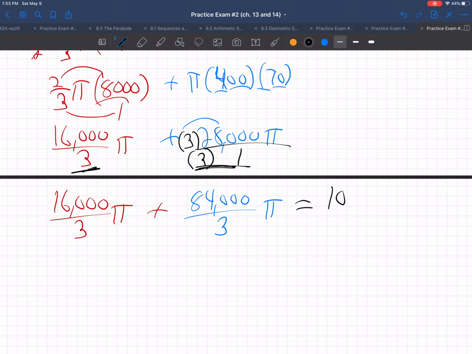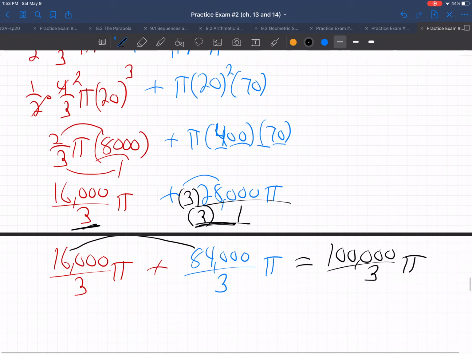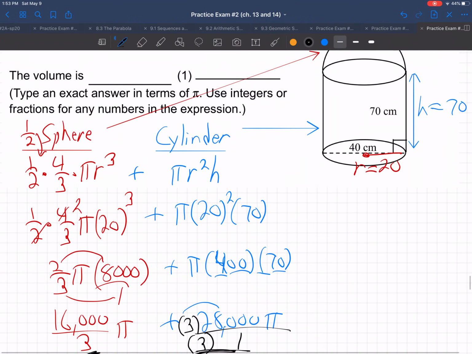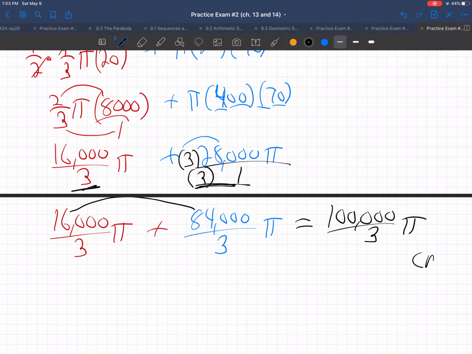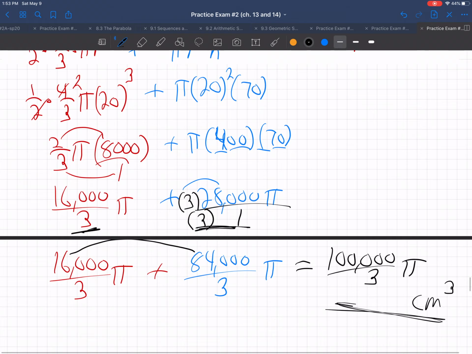And now we can combine those together. That equals, if you add these numbers, 16,000 and 84,000, it's 100,000 over 3 pi. There we go. And the units on that, it's volume, centimeters, so it's cubic centimeters because volume is always cubic units. And so there we go.